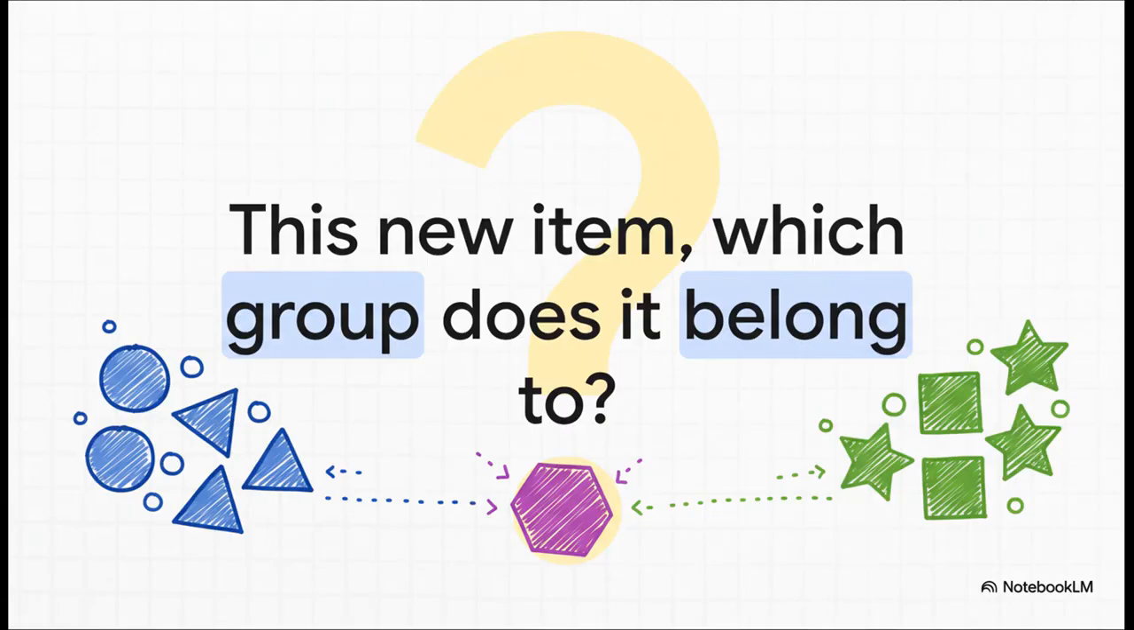All right, let's start with a really simple visual puzzle. So on the screen, you've got two groups of shapes, right? Some are blue, some are green. Now, what happens when this new star-shaped item just pops up right in the middle? The question is simple. Where does it belong?